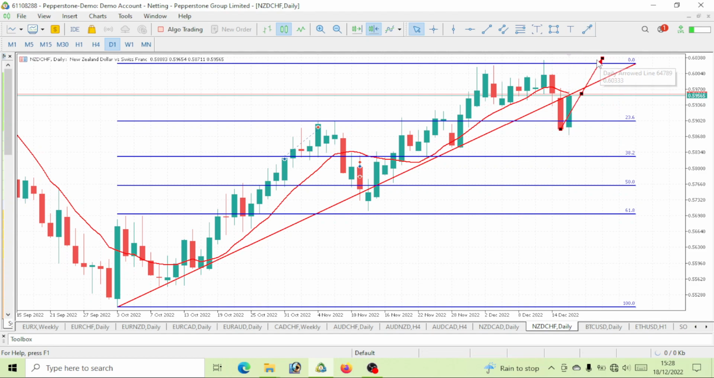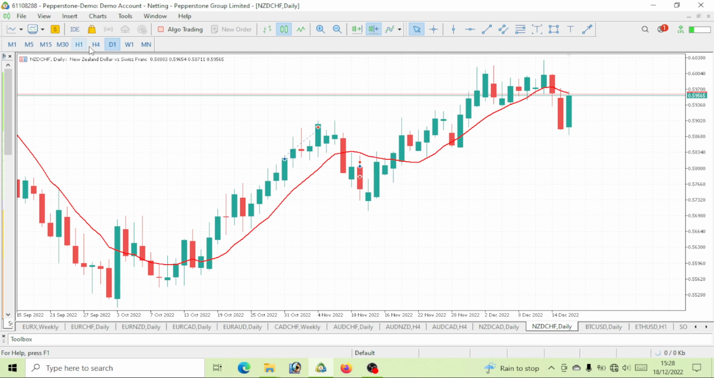So on this New Zealand dollar Swiss franc, we see for this week, we should also expect a bullish move. The daily time frame also says that. So you should consider going bullish for the week on this New Zealand dollar Swiss franc.